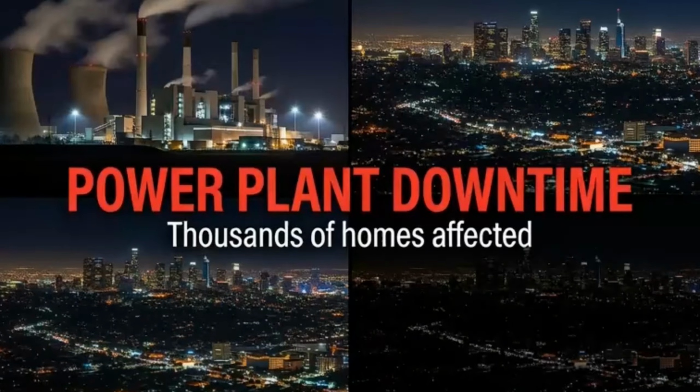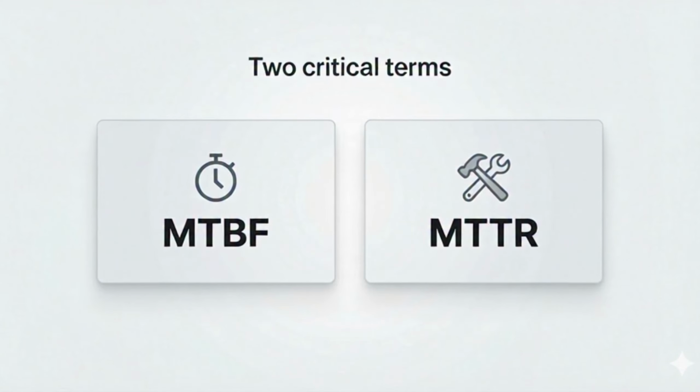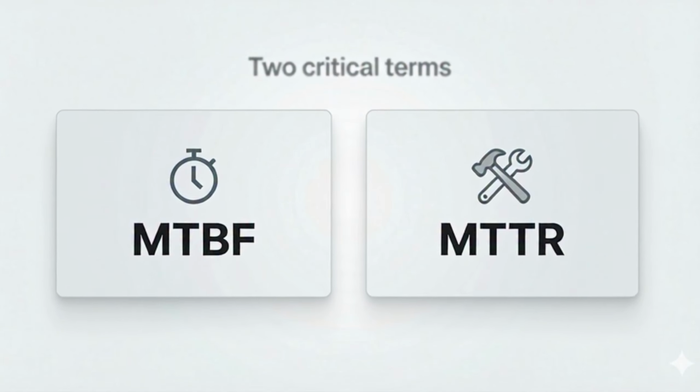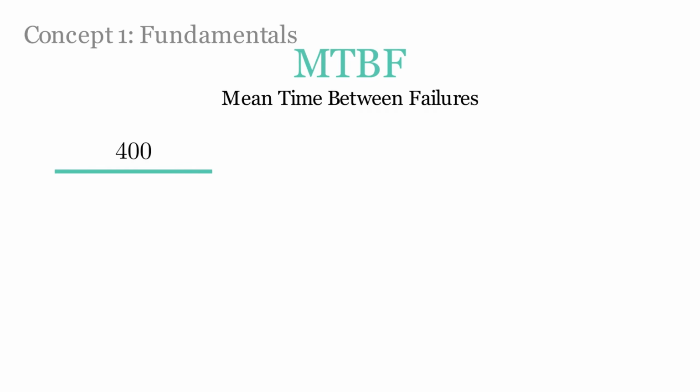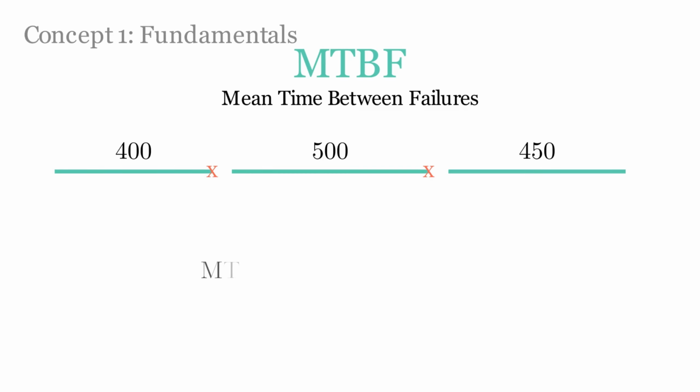Now, to calculate availability in real scenarios, we need 2 critical terms, MTBF and MTTR. Let's break them down. MTBF stands for mean time between failures. This is the average operating time before a machine fails. Let's say a machine runs for 400 hours, fails, gets repaired, runs for 500 hours, fails again, then runs for 450 hours. The MTBF is the average of these operating periods.